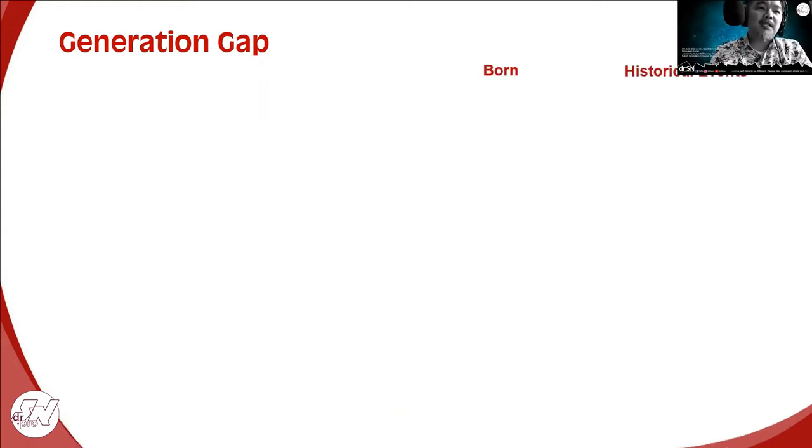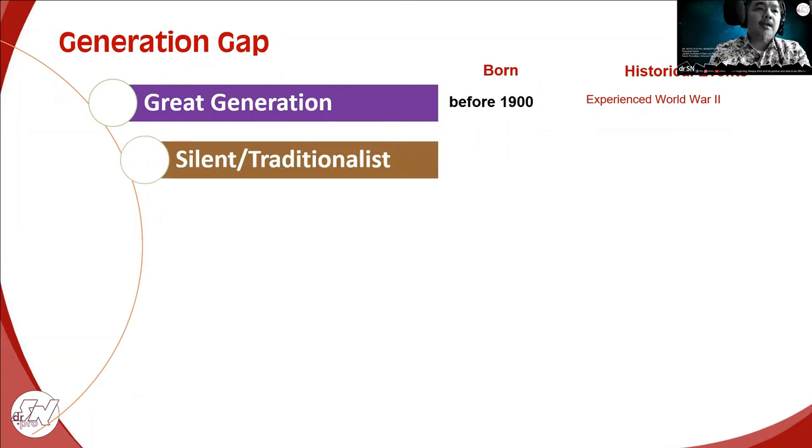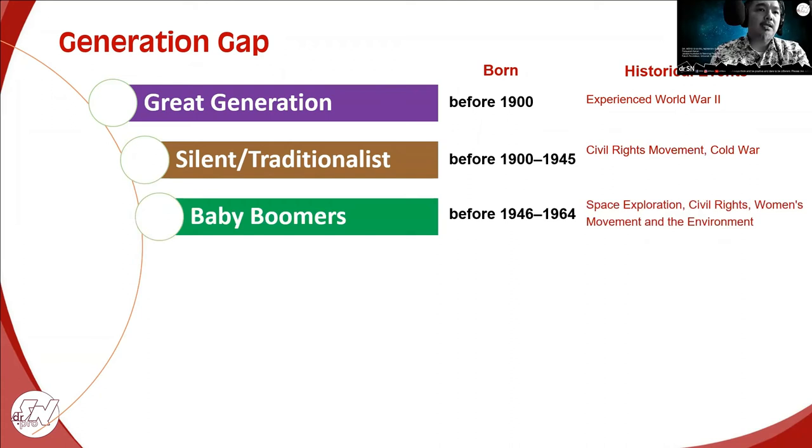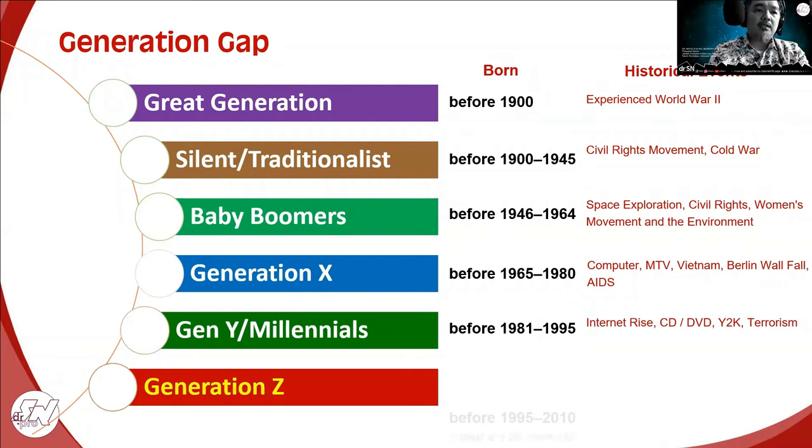I continue. This is a list of the generations, though it is just our understanding. First, the Greatest Generation, and this is just an age range, before 19. But the most important thing is the historical event that affected each generation. Then the Silent Traditionalists, then the Baby Boomers. As we know, most of our bosses are still from this generation. Then Generation X, then Gen Y and Gen Z.